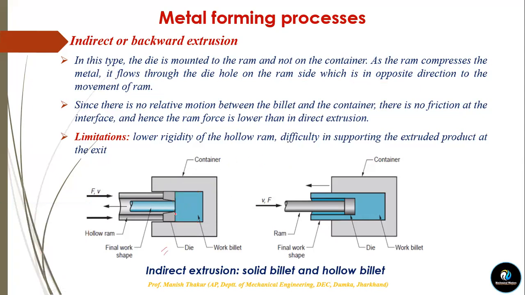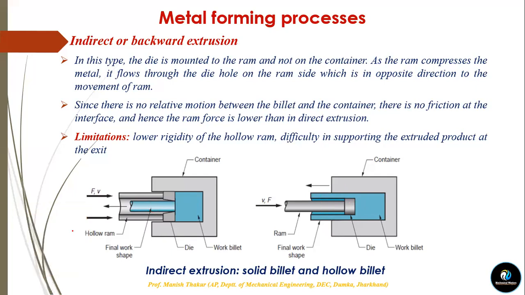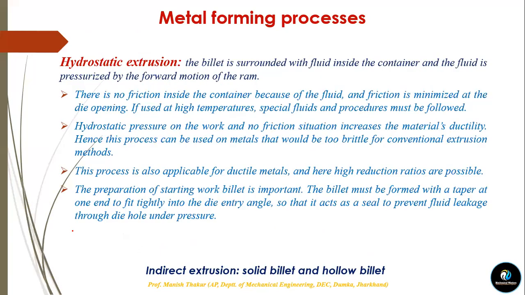This is the figure in which we are going to make the solid workpiece, right? And here, the product will be hollow shape, right? Because the product will have the hollow shape, that is the tube shape or pipe shape. Clear? This is the indirect extrusion process. Next is hydrostatic extrusion process, right?